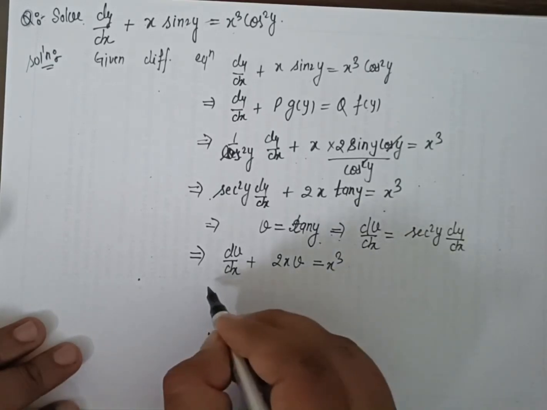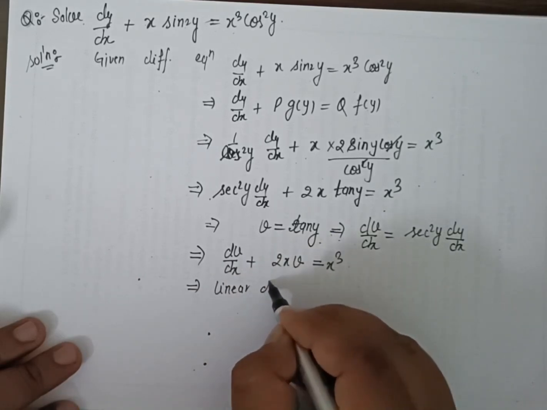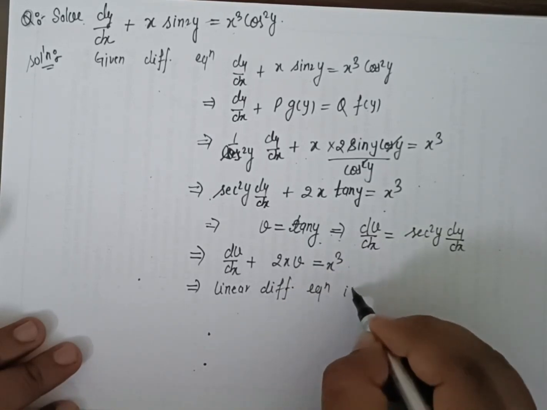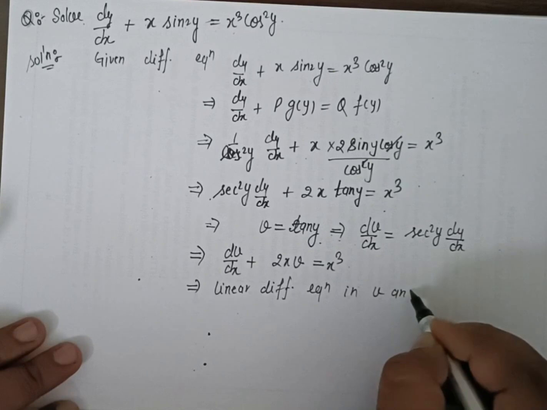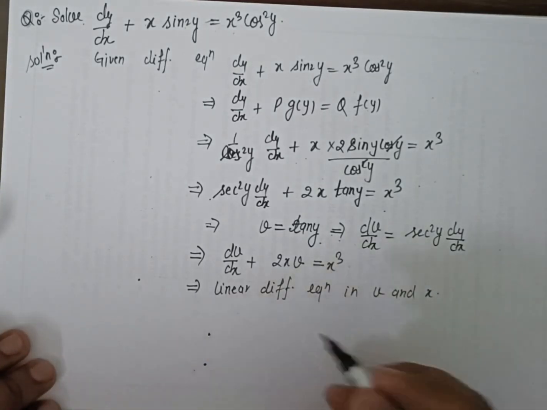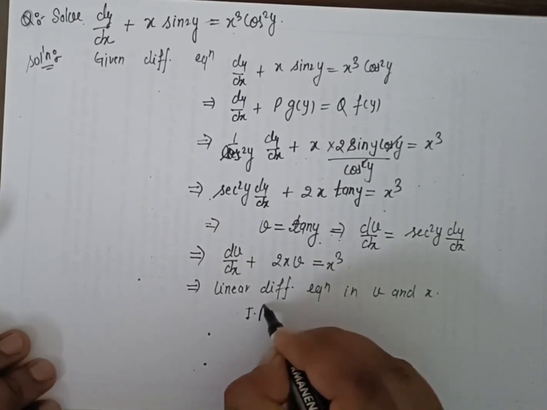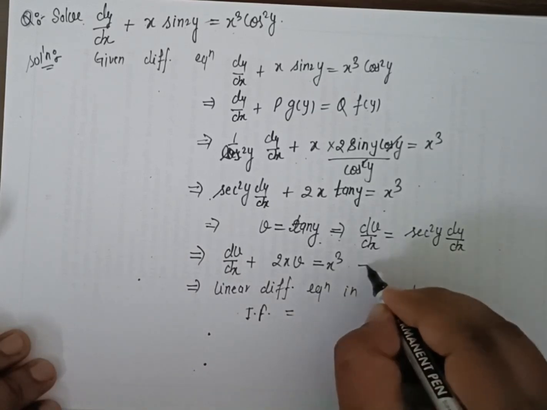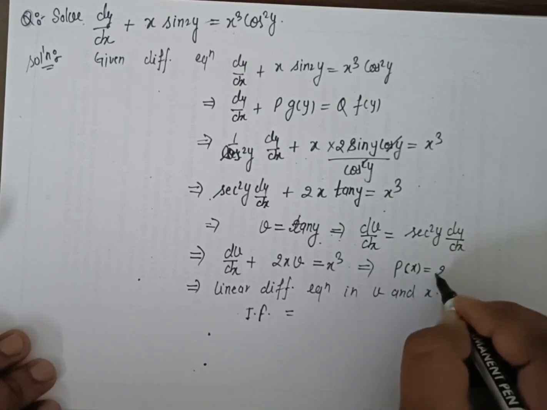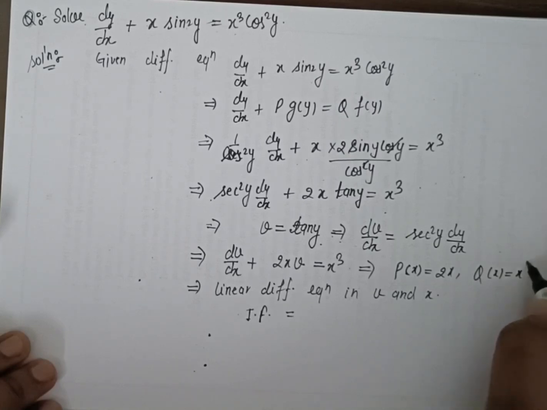Now which is a first order linear differential equation in v and x, remember this thing. Now what about the solution? Before going to the solution, we will find the integrating factor. From it you can find the value of P. The value of P(x) is equal to 2x, and the value of Q(x) is equal to x³.